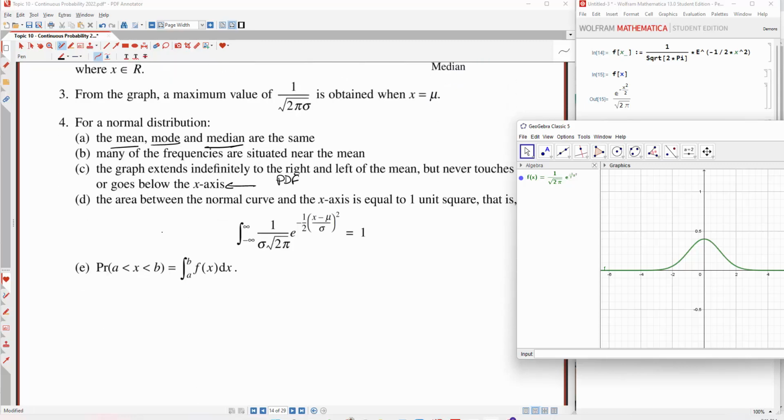Okay, and to get different probabilities between different values, so just say I wanted the probability between -2 and 2, all I do is I just put the -2 and 2 in the terminals and would anti-differentiate this. Don't have to do it, the calculator will do all of this for you to give us the particular probability that we're after.